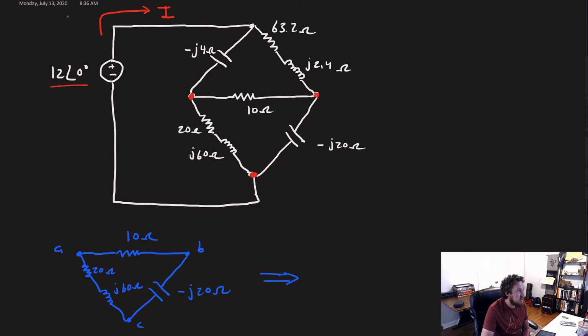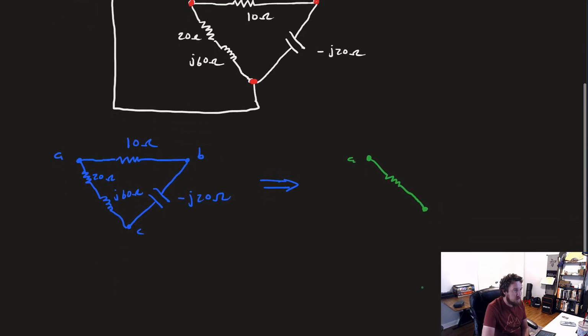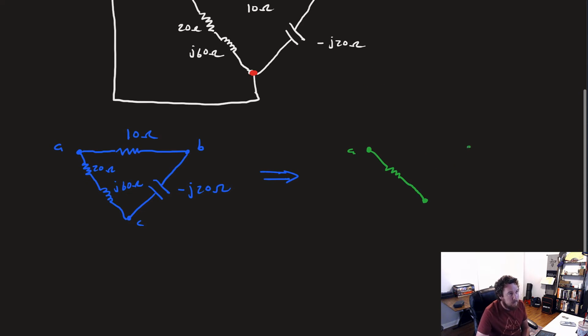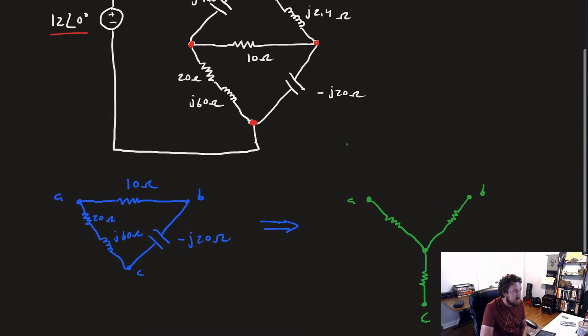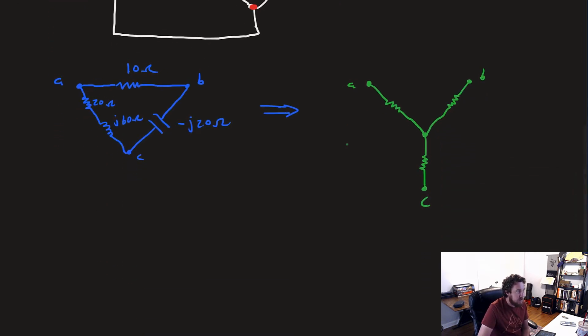So then, of course, we want to take this and convert it to something that looks like this. We have A, some impedance, B on the other side, and then another impedance down to C. Because if we're able to do this, then in our main circuit, once we have our Y topology down on the bottom half, we'll be able to just use regular series and parallel impedances to get our equivalent impedance.